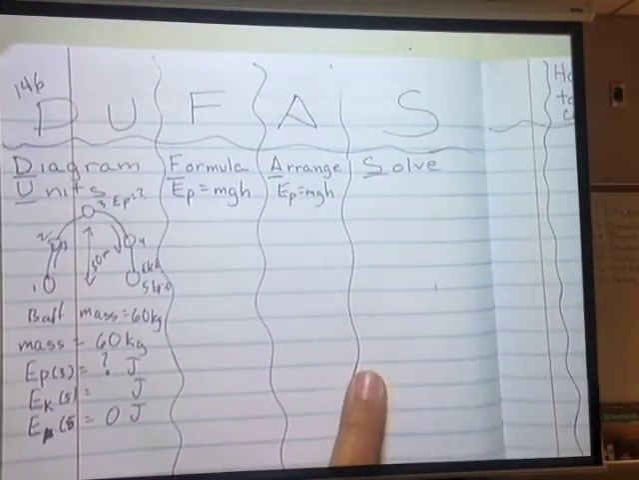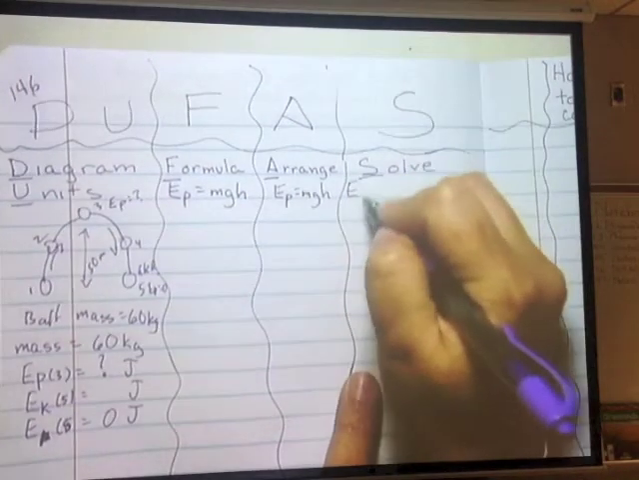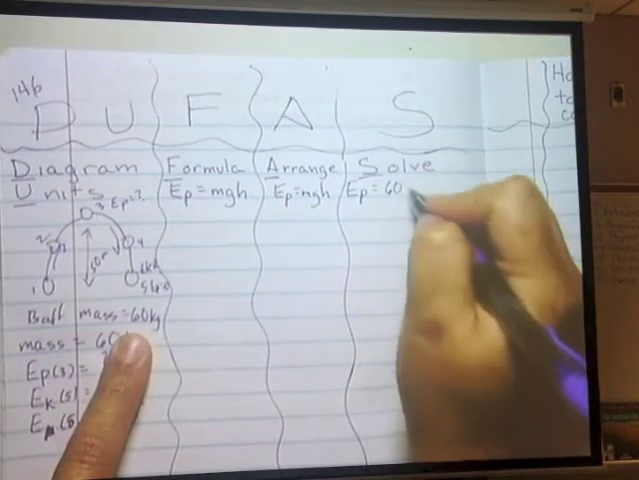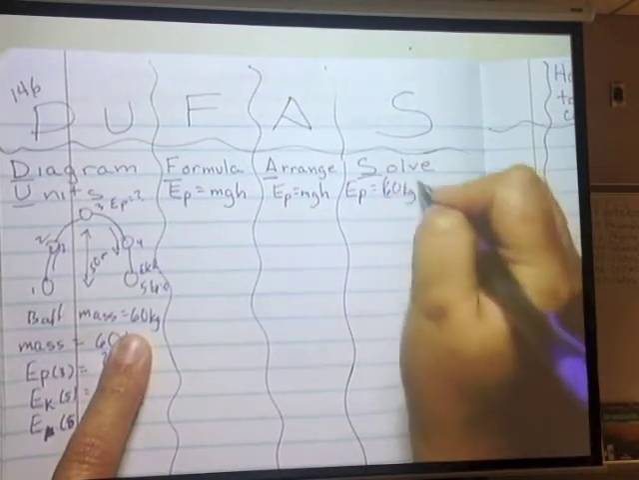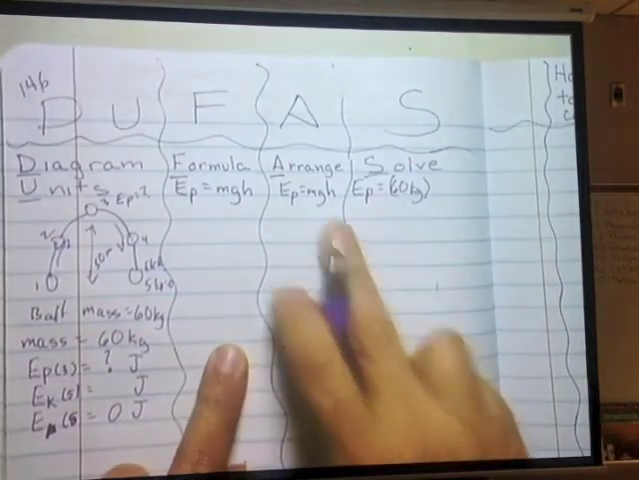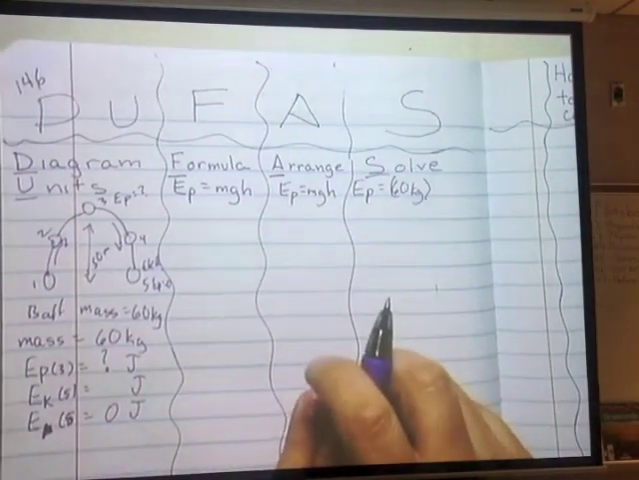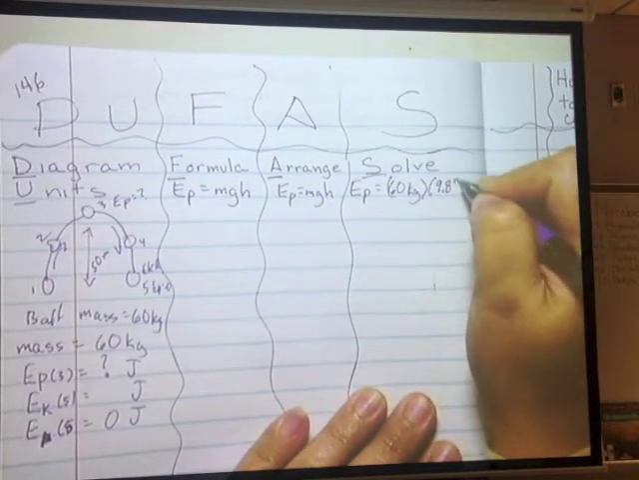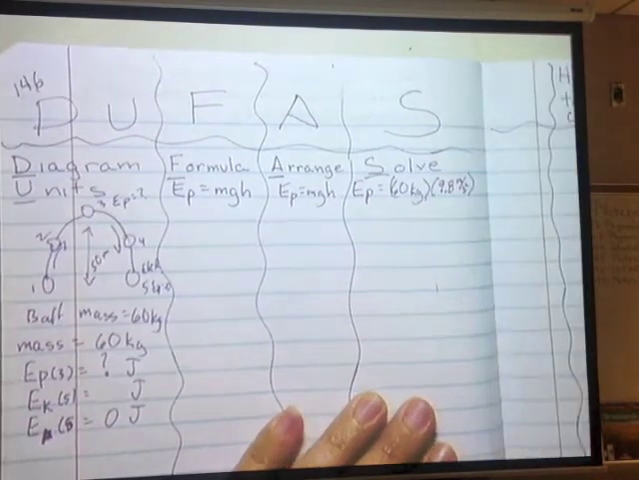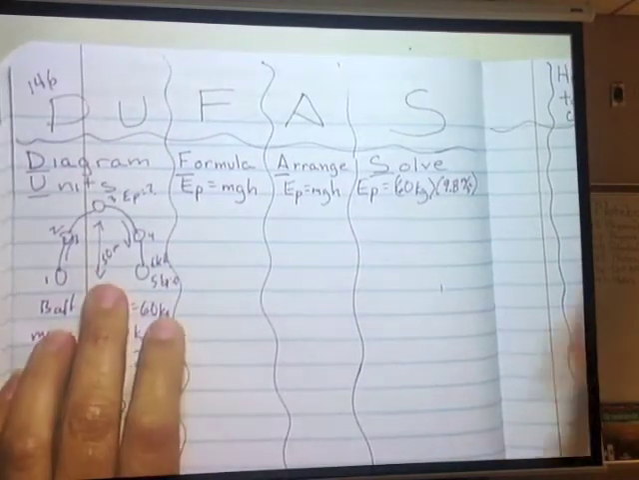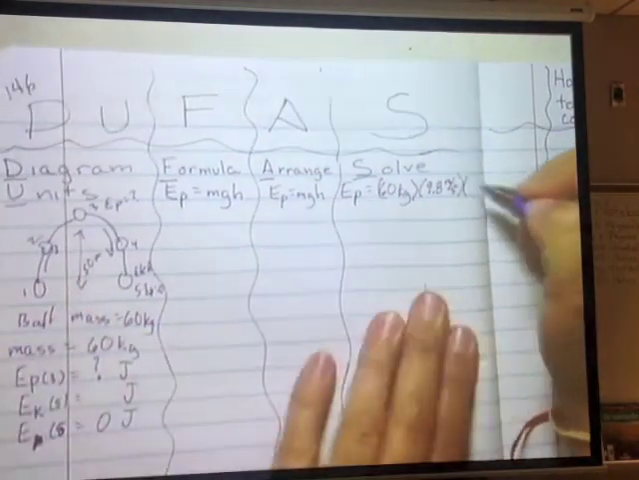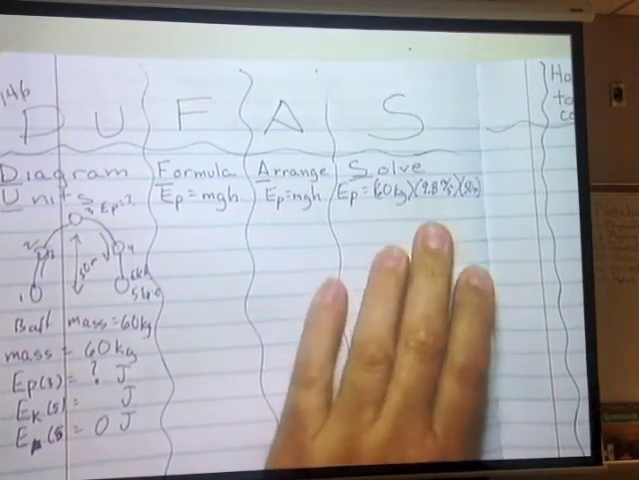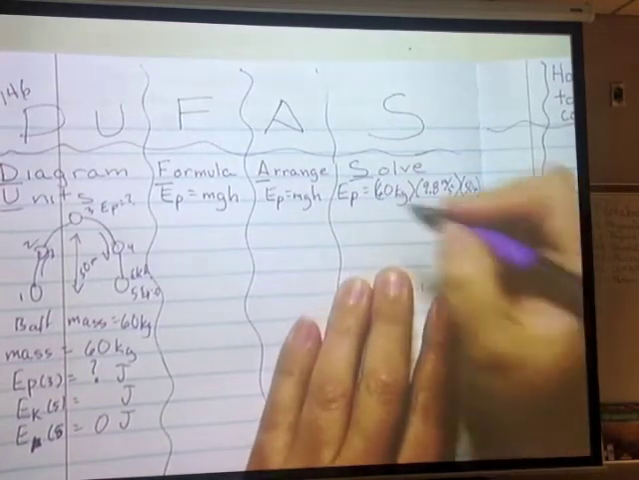So how do I solve? I go through and I substitute. EP is equal to M. Well, my mass is 60 kilograms. I always make sure I include my units. G is gravity. As I said before, gravity is a constant, and it's always 9.8 meters per second squared. And then H is your height. Height is 50 meters. So all you're doing first is going through and substituting your numbers. Once again, you always want to include your units.